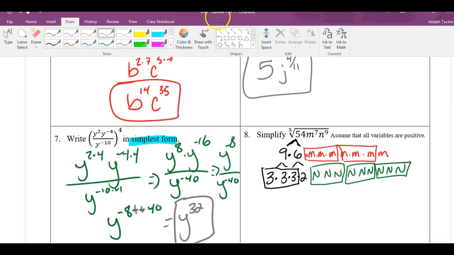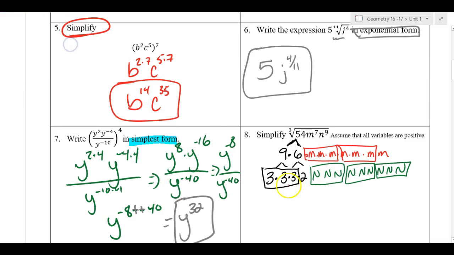Anything that I've boxed in has to come out. So I have the group of 3 3's, so a 3 comes out in front of the radical. I'm going to look to the m's next. I have 2 groups of m's, so that means m squared. And I have 3 groups of n's, which is n cubed.